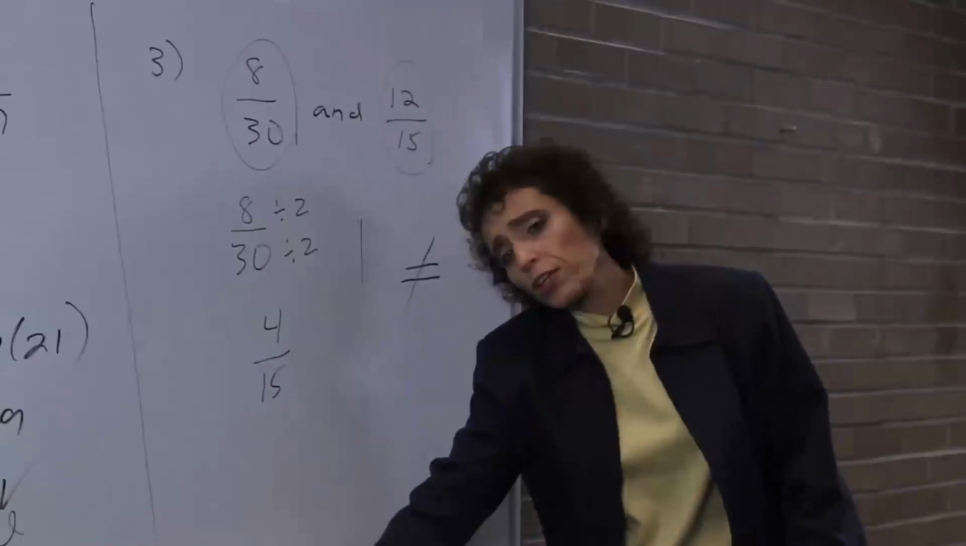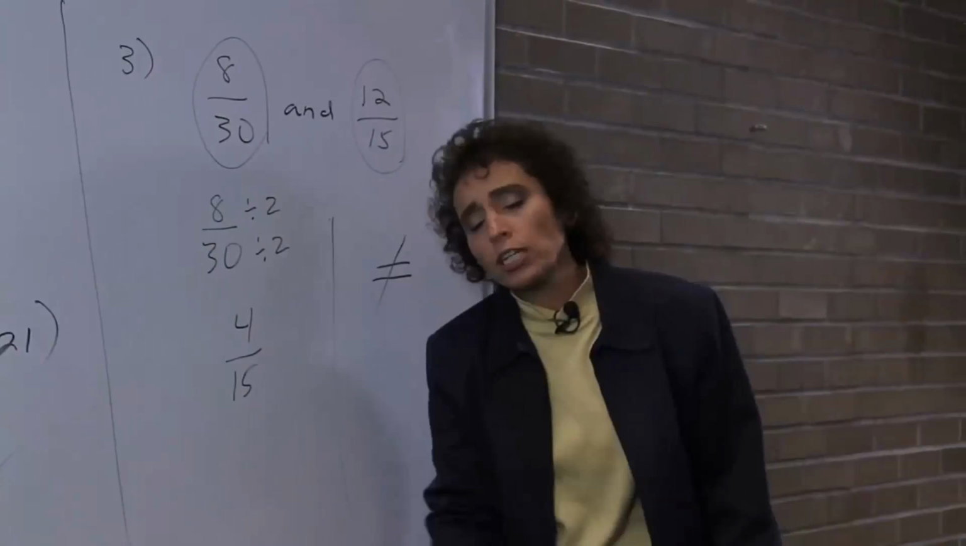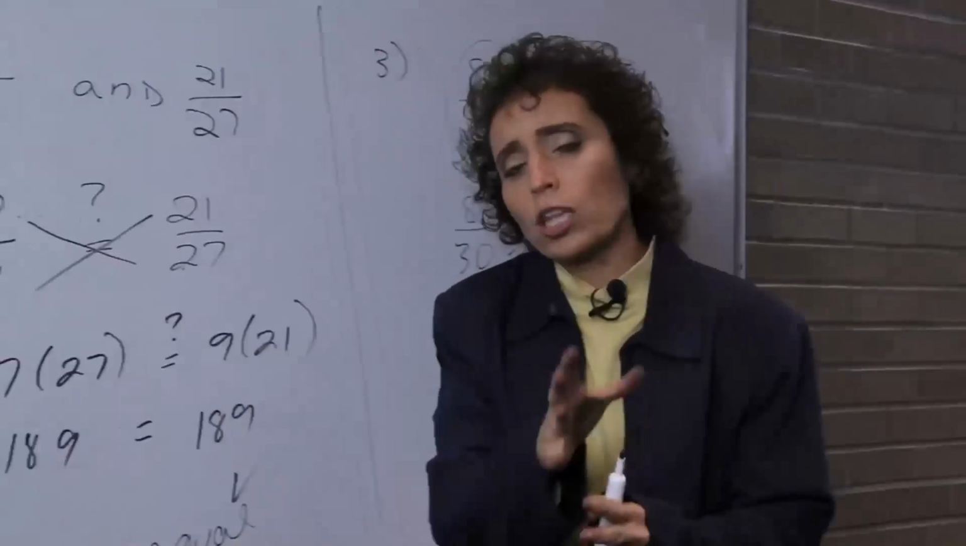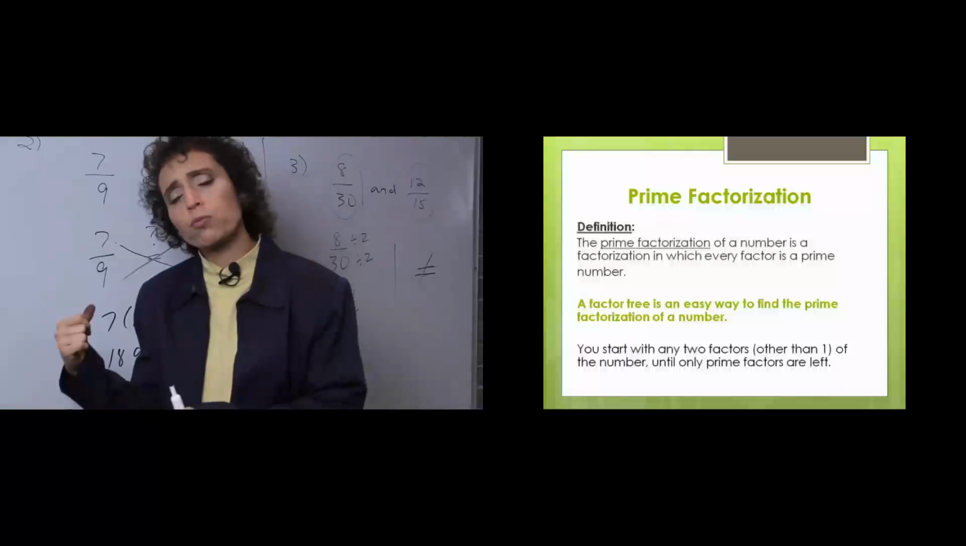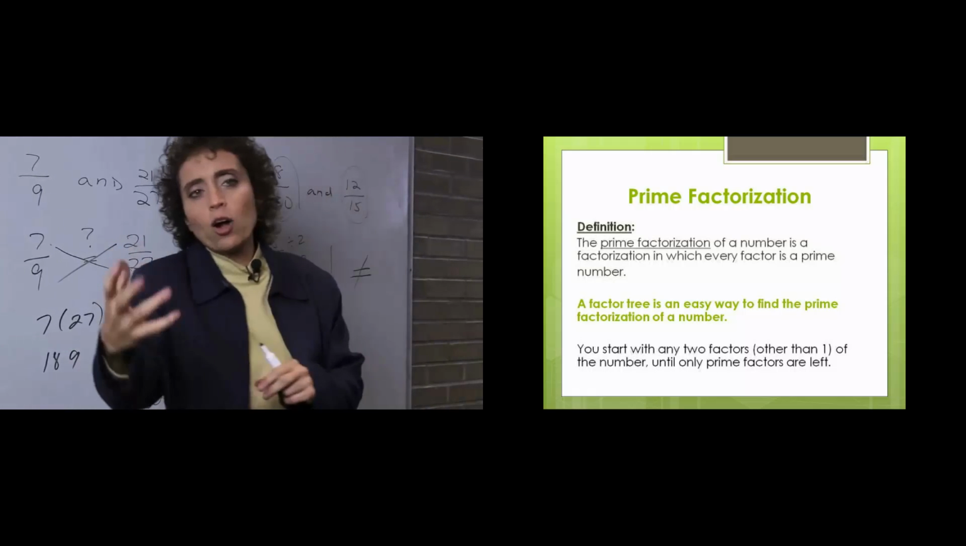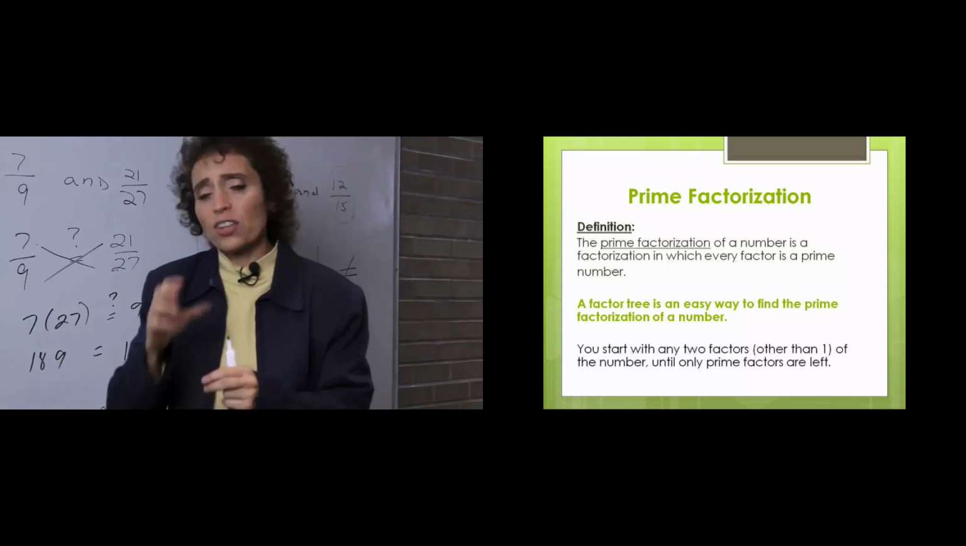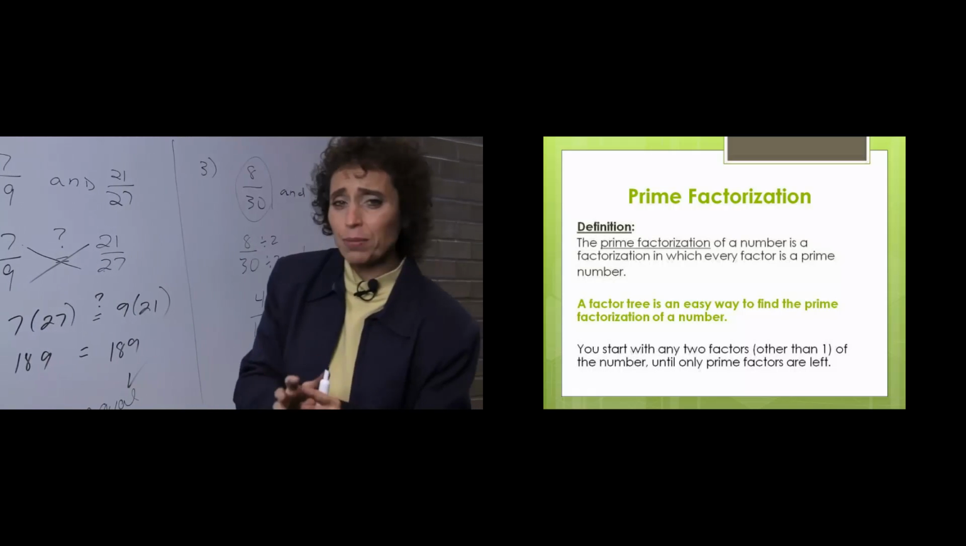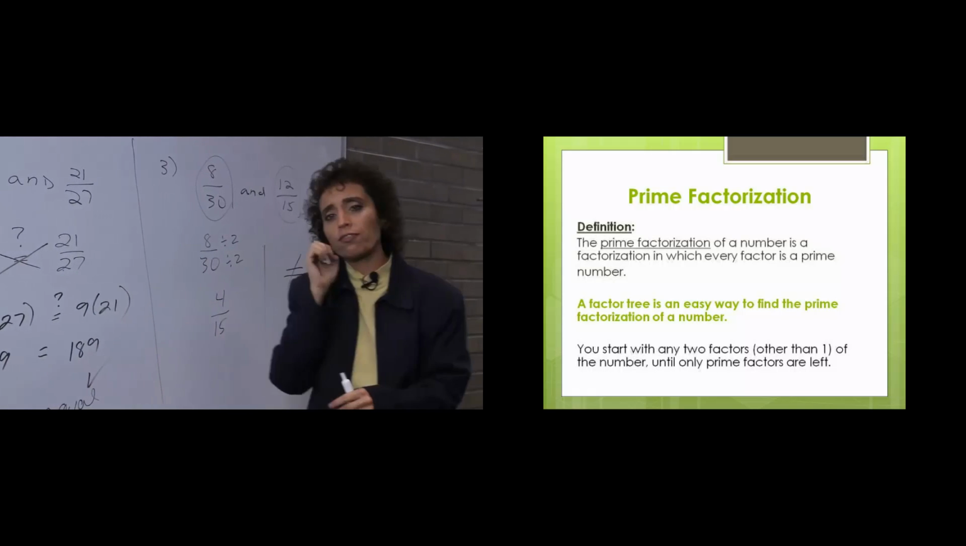Let's talk about another way you can factor something. Sometimes in algebra you need only the prime factors. We already went over prime numbers. We're now going to go over how to take a number and get only the prime factors out of it. There's a lot of different methods. The method I like, because I think it's the simplest, is called a factor tree.